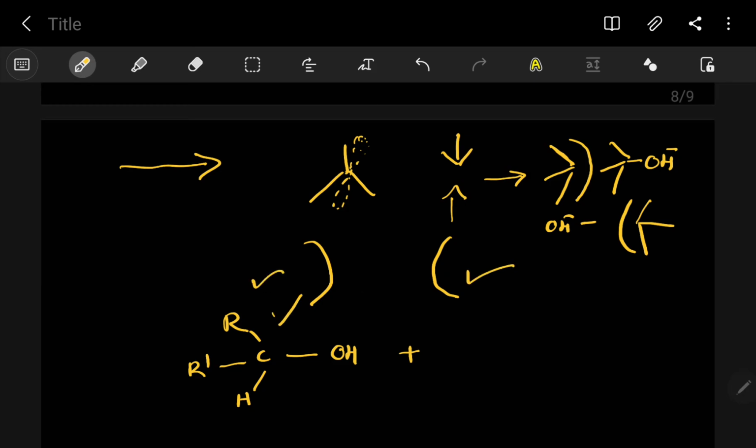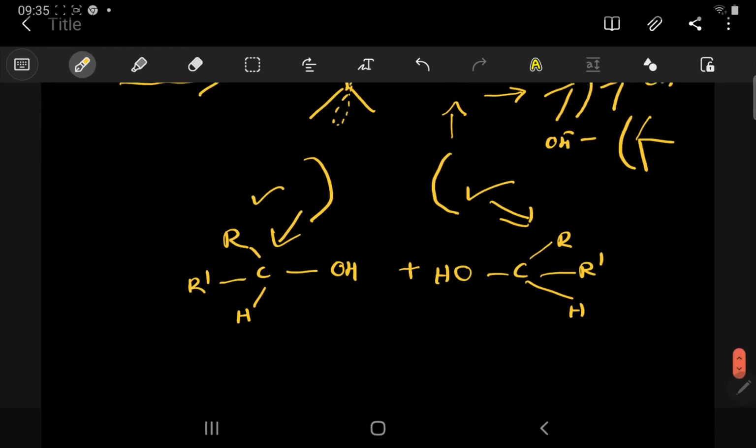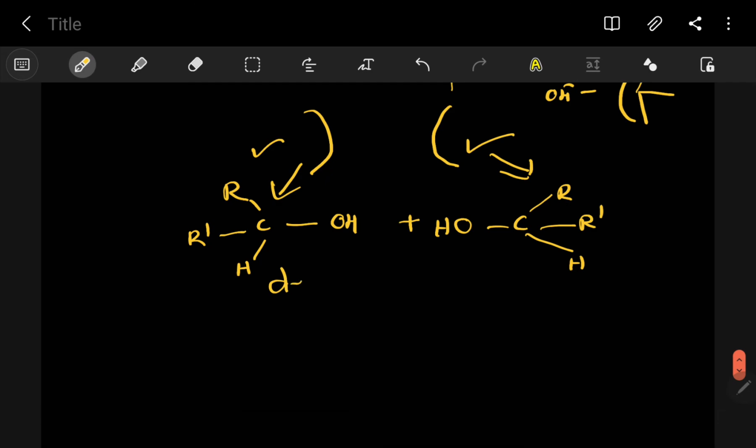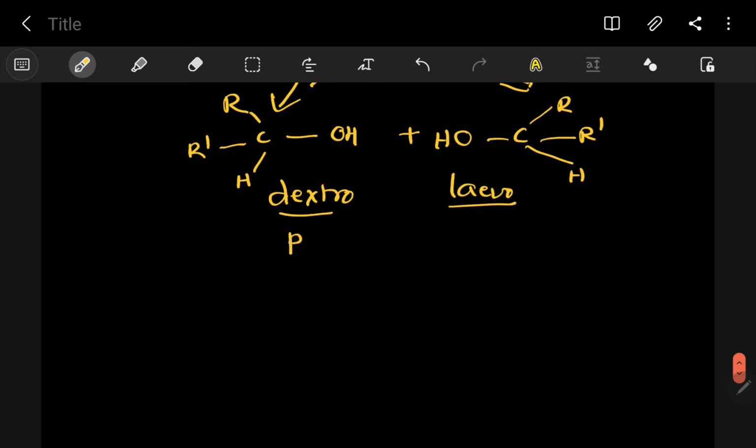First in this way we have drawn, now here in this way I am drawing, with C, R dash, H and OH. So here there are two types: one is the dextro form, and the other is the levo form, just like mirror images. We know the meaning of the dextro form and levo form, which rotate the plane polarized light.